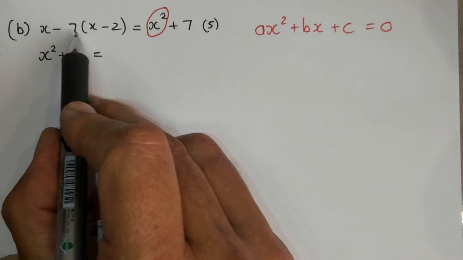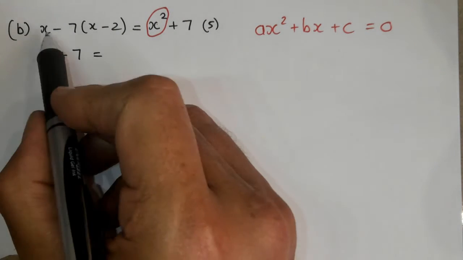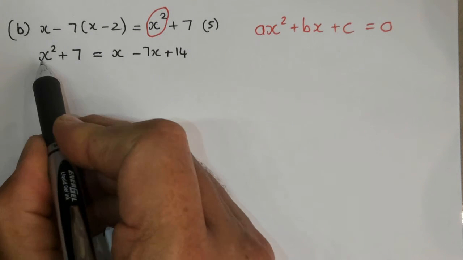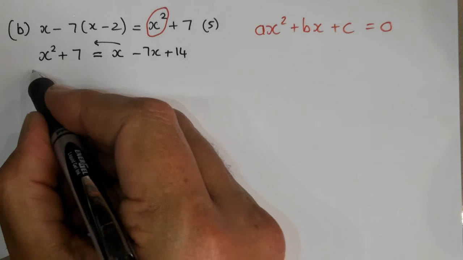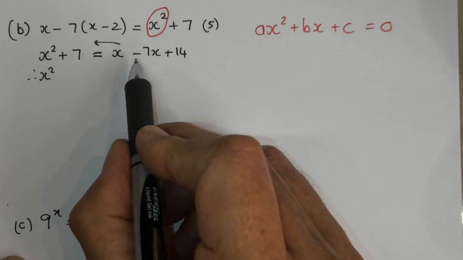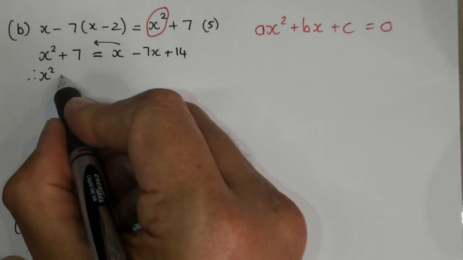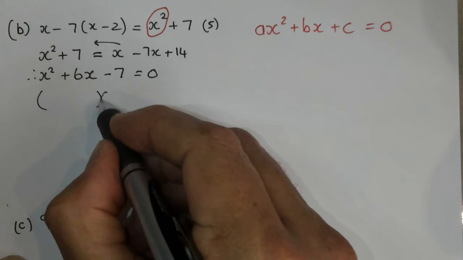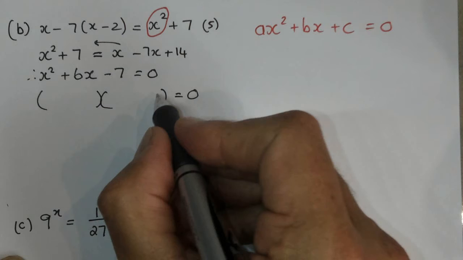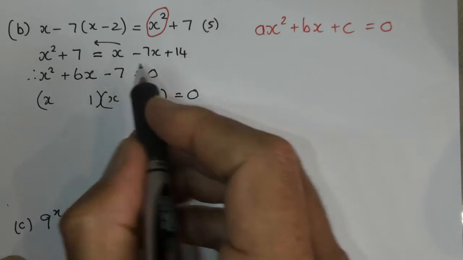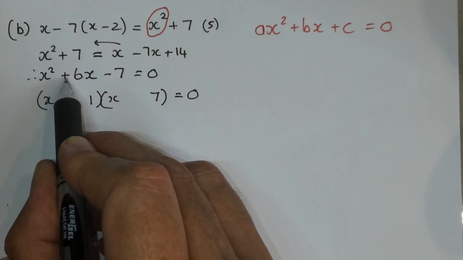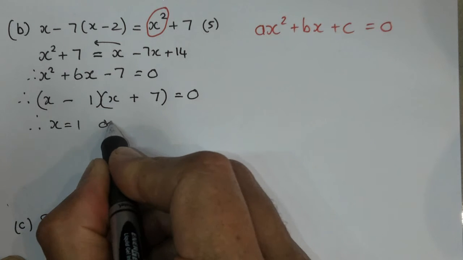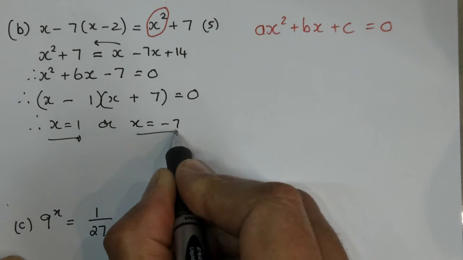And on this side, I need to redistribute these two and regroup. So I get x minus 7x plus 14. There's my equal sign, there's my x squared, so everything is going to come to the left. I get x squared. Here I have x minus 7x is minus 6x, comes over as plus 6x. 7 minus 14 is minus 7, which is naught, and I can factorize those two. Why? This is a prime number, 7 and 1. Signs are different. The biggest factor is positive. Well, 7 is bigger than 1, so that's a positive, this is a negative. And therefore x is either 1 or x can be minus 7. That was for 5 marks.